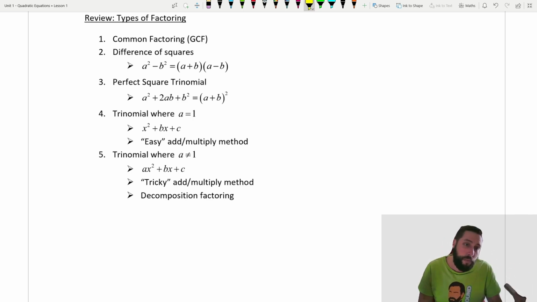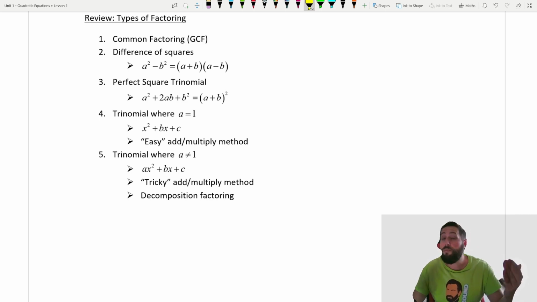And then you have your fifth one, which is a trinomial where a is not equal to 1. Okay, so it looks very similar to number 4, where a is equal to 1, except now we actually have an a value where a is not 1. So you have ax squared plus bx plus c. So this one is a little bit trickier. So we're going to use that one by decomposition.